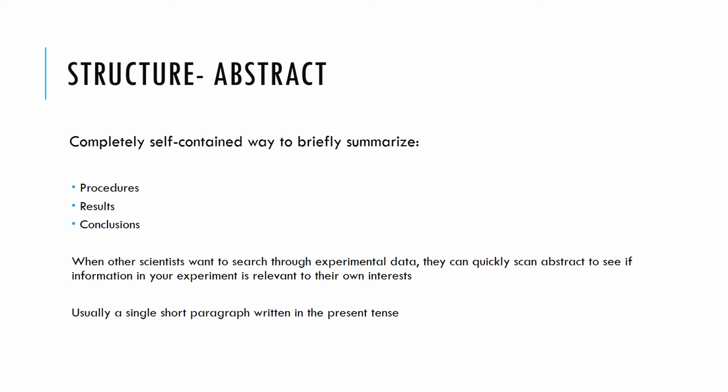Of course, if it bears no relevance to the work that you've done, then you can cast it aside and move on to the next one. And these are usually a single short paragraph that's written in the present tense. And I urge you here to watch Key Skills tutorial 4, where I discuss searching for chemical literature and referencing chemical literature.